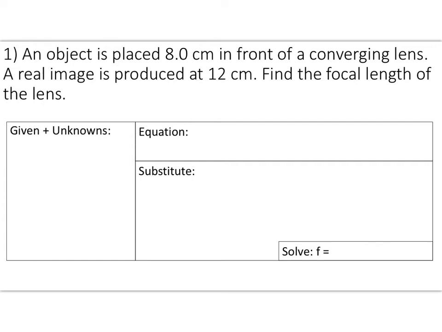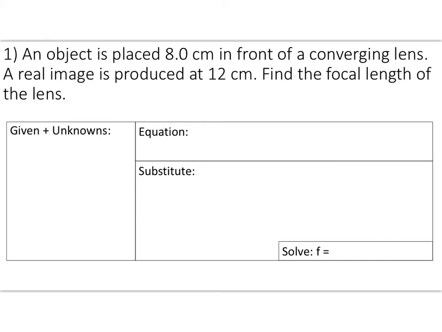An object is placed 8.0 centimeters in front of a converging lens. A real image is produced at 12 centimeters. Find the focal length of the lens. Now, a converging lens is one that has light rays converge in front of the lens, so it's a convex lens. Now, looking at the problem here, the box asks you for given and unknowns, for the equation, to substitute, and to solve. GUESS, going back to that.